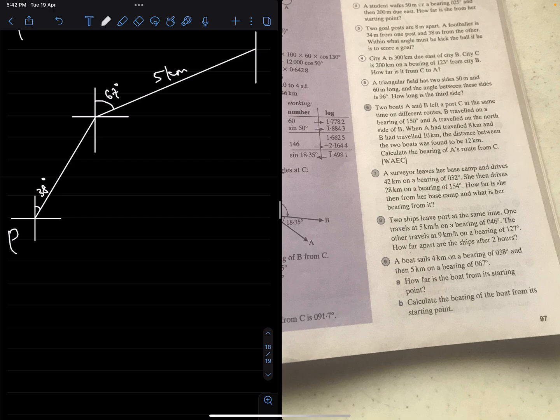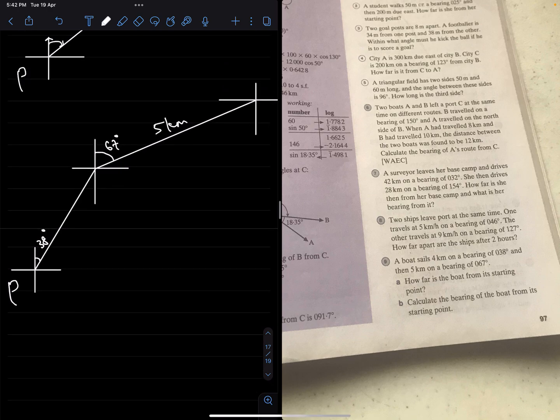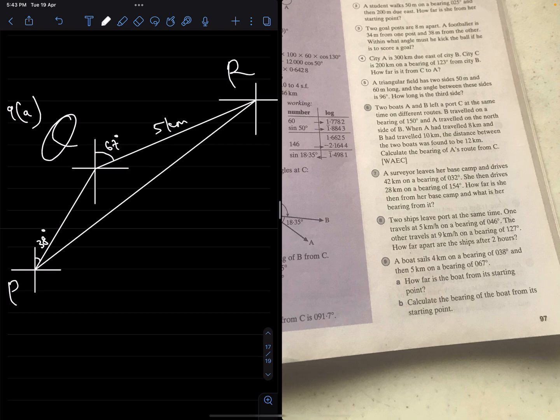Now this is where the boat is now. Let's call the point where it is R, and this one Q. So it started from point P, moved to point Q, and then from point Q to point R. The first question, question 9A, says find the distance of the boat from its starting point. So we're finding the distance PR. That's what we're finding, distance PR, simply.